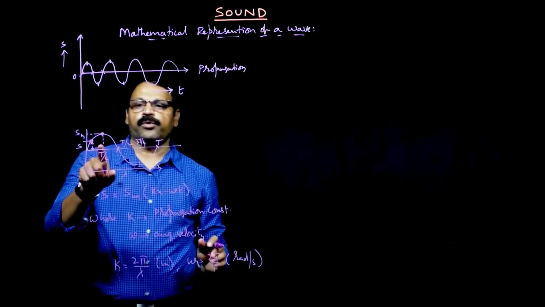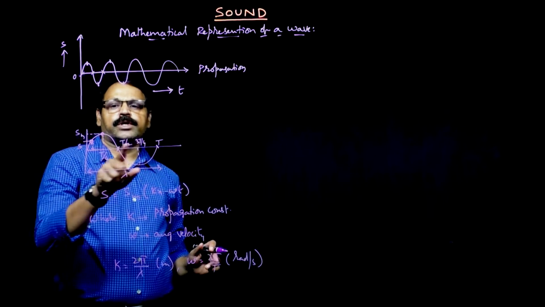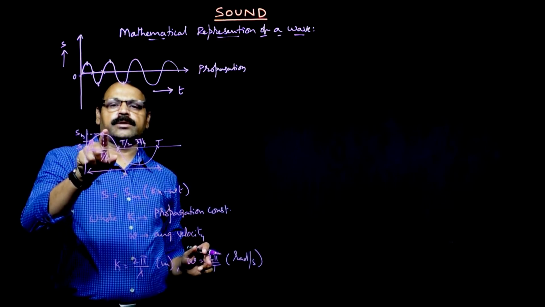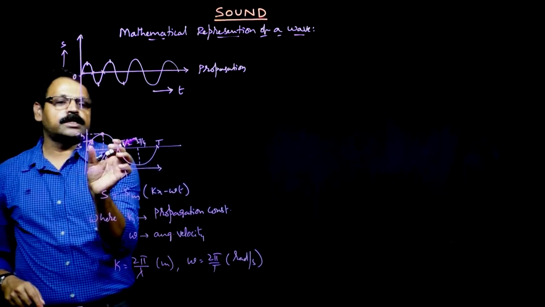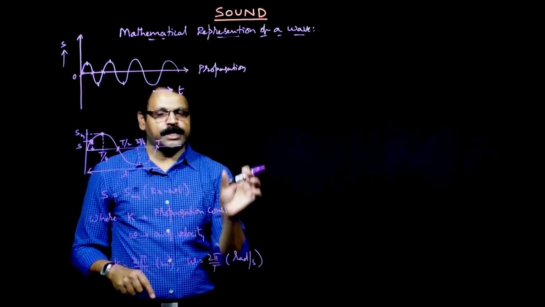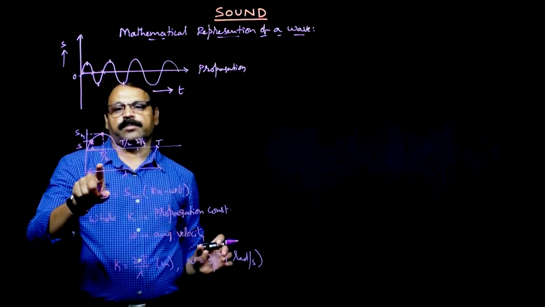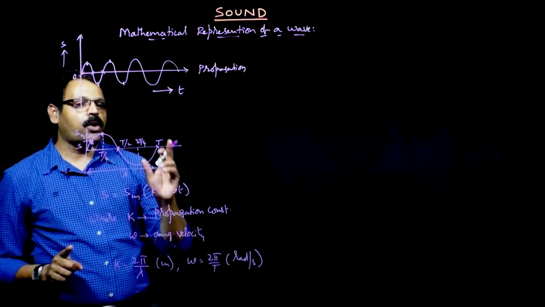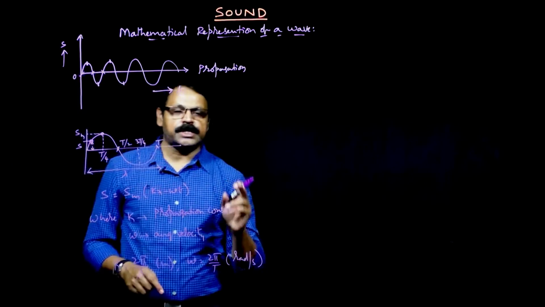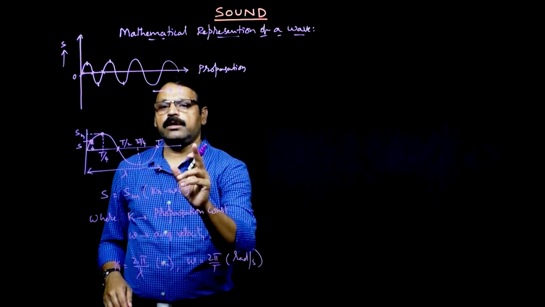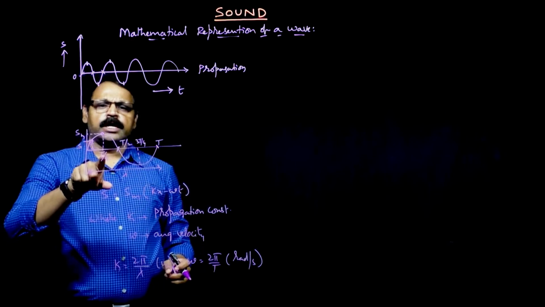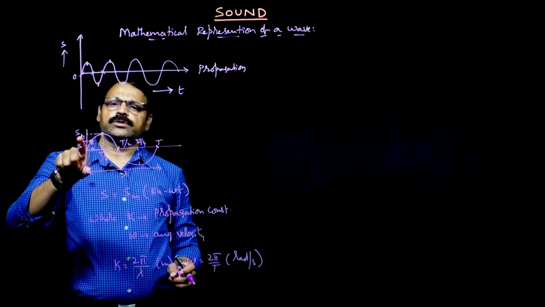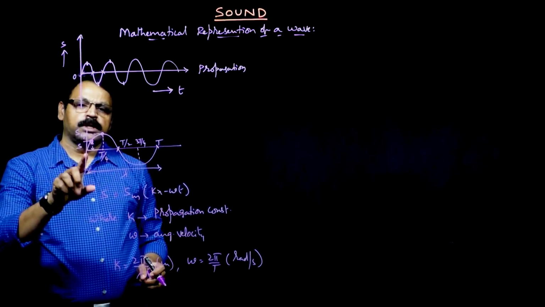That means there are 4 such maximum points: 0 to maximum, maximum to 0, 0 to maximum, maximum to 0. That means for every maximum displacement it takes T by 4 time, and capital T is called the periodic time. That means the time taken for one wave or one oscillation. So in every quarter time it is going to the maximum amplitude.